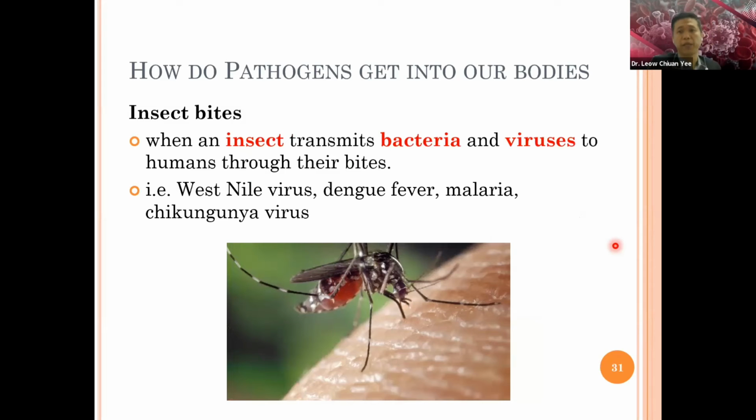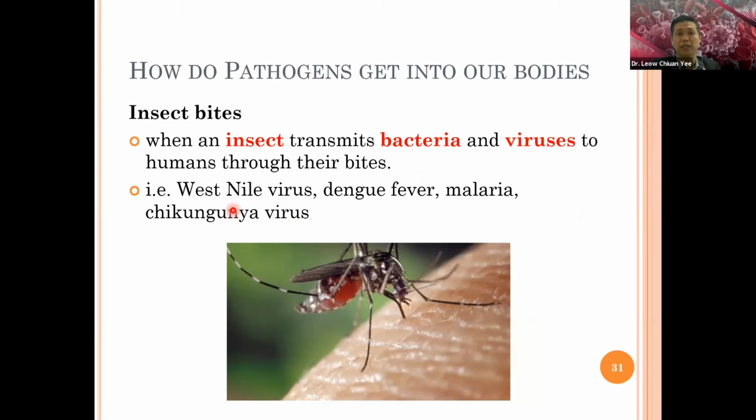So today, I think most of us are quite interested to know: instead of person-to-person interaction, are there vectors that can cause bacterial or viral infections? Of course, the answer is yes. Insects are considered one of the major vectors to transmit bacteria or viruses to humans as well.